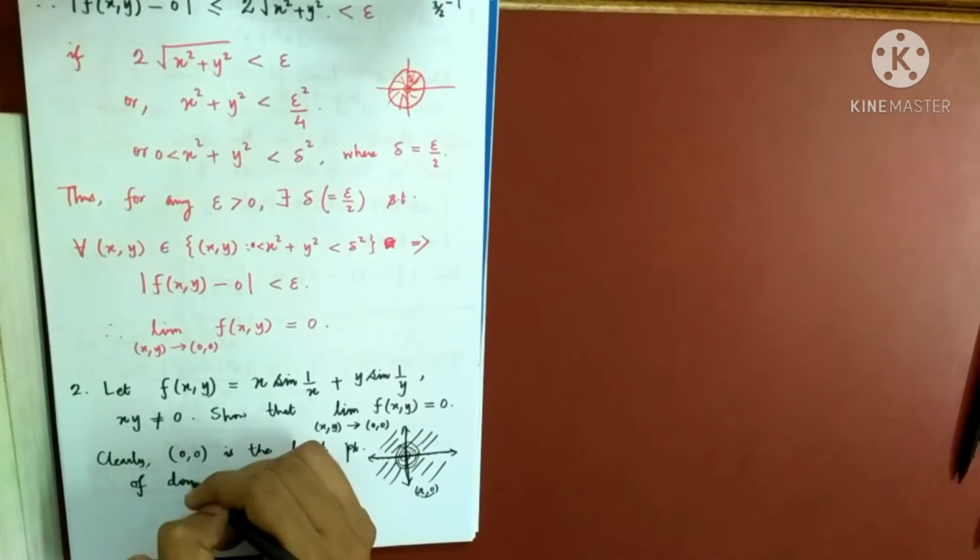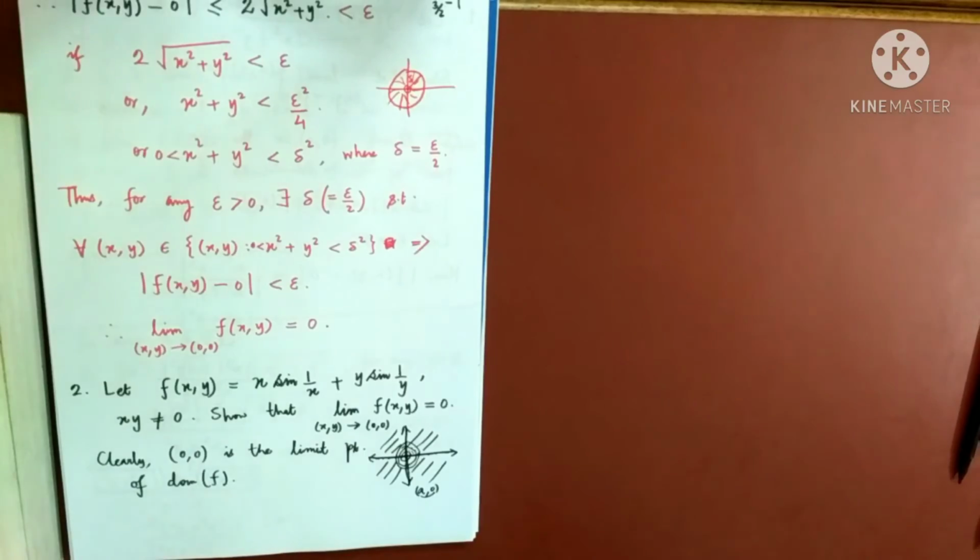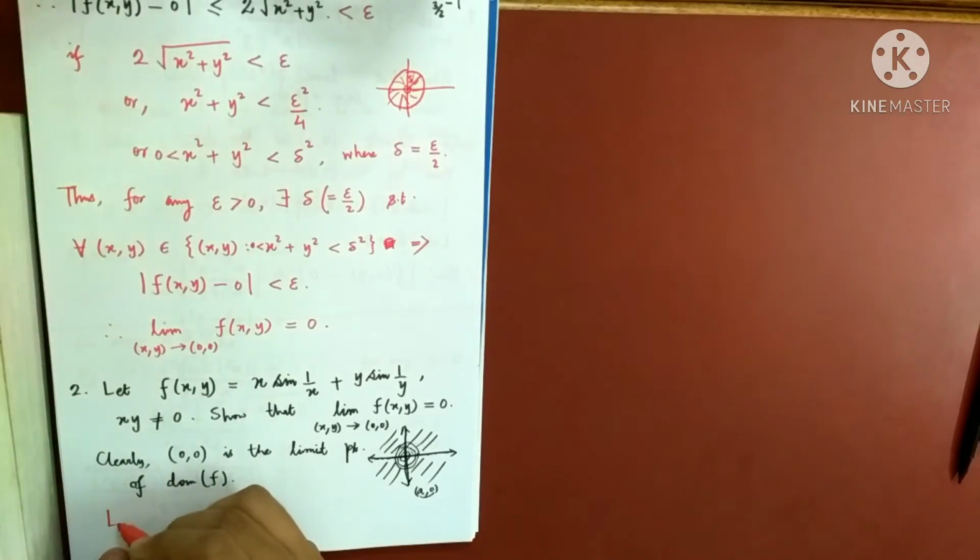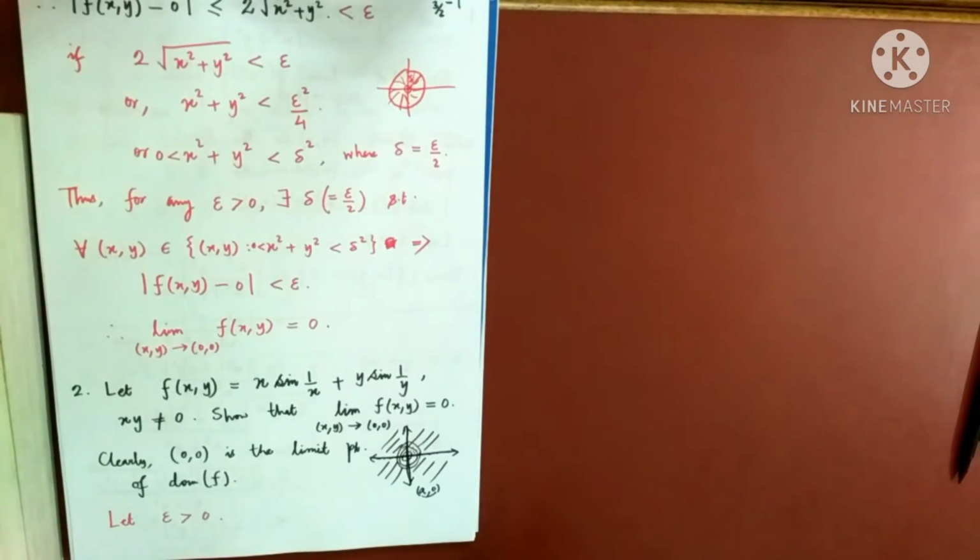The domain, so remember, what is the domain of the function? R2 minus the x-axis minus the y-axis, and every other point is there. So 0, 0 is the limit point. I can talk about the limit at that point. Similarly, I'll be starting. So let epsilon be chosen greater than 0 arbitrarily, however small. So we'll start in the same manner that we did in the previous sum.